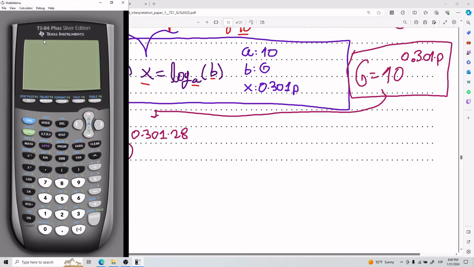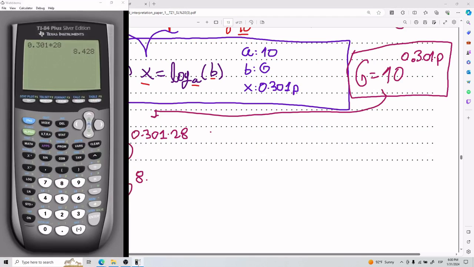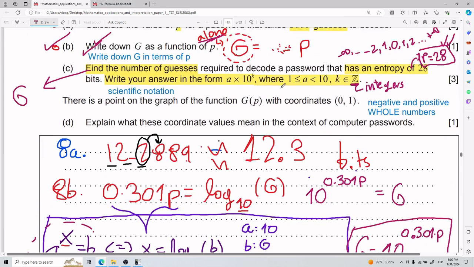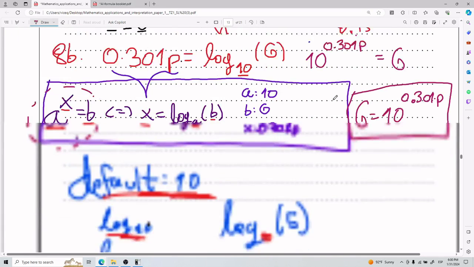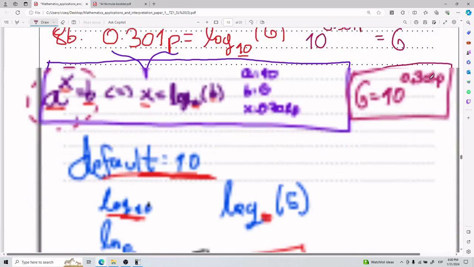So you can go piece by piece here. For example, you can say, okay, 0.301 times 28. That's not a whole number, so you end up with something a little bit weird. You end up with 10 to the power of 8.428. Now, is this what they're looking for? No, because as you can see, k has to be an integer. In this case, it's not. Some of you might try combining the exponent. It's still not an integer, so there's still work to do.